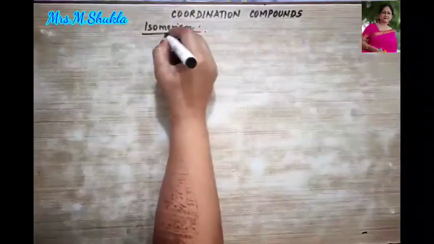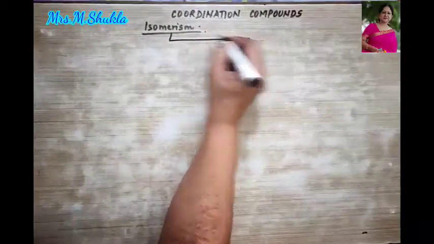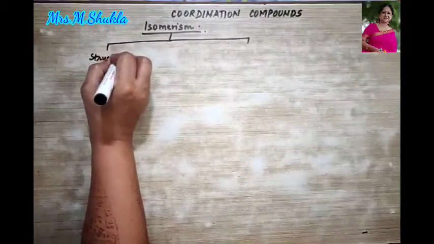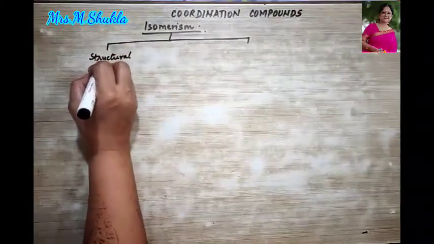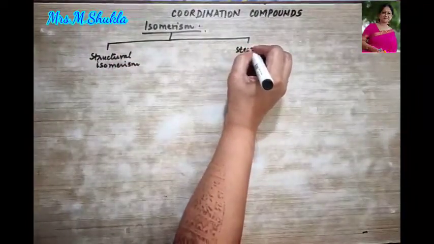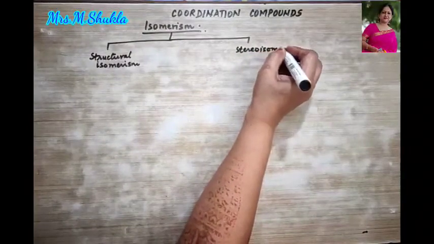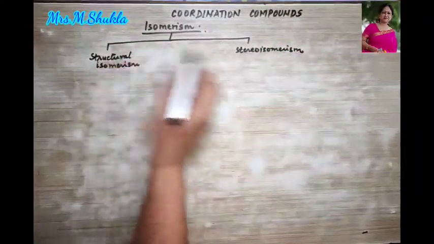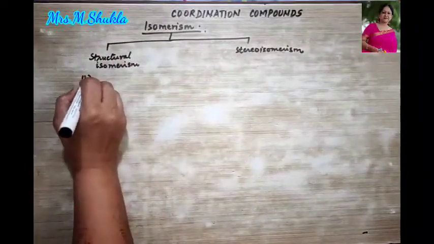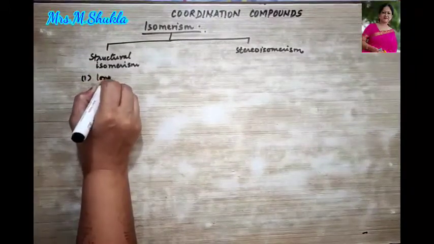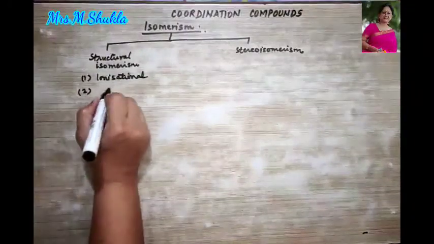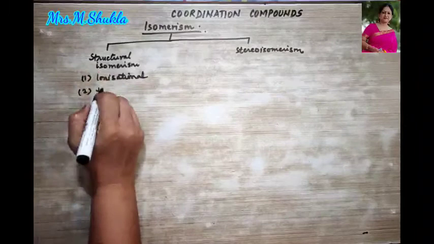In coordination compounds, isomerism is divided into two parts. The first is structural isomerism, and the second is stereoisomerism. In structural isomerism, we are going to study ionization isomerism. We need to study about hydrate isomerism.